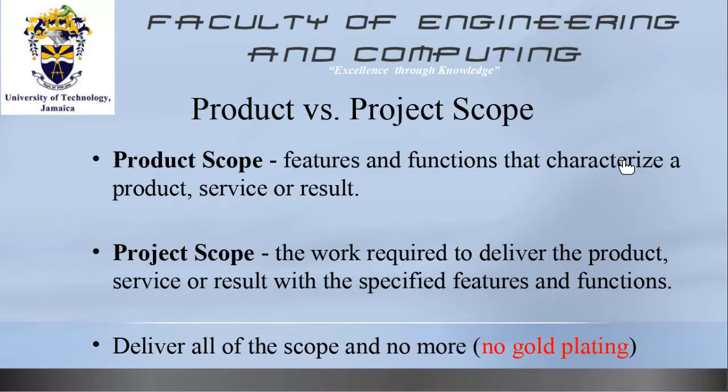So you deliver only the scope that is required to produce the deliverable and nothing else. Even if you have excess material, and you give that to the customer, that is going to be called gold plating. That's not your job. Being kind is not your job in project management.